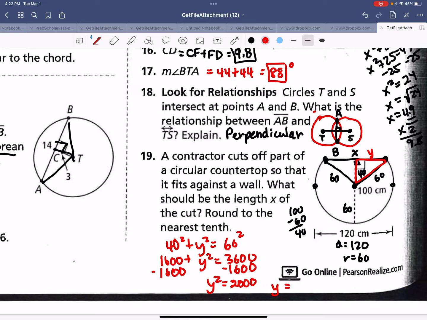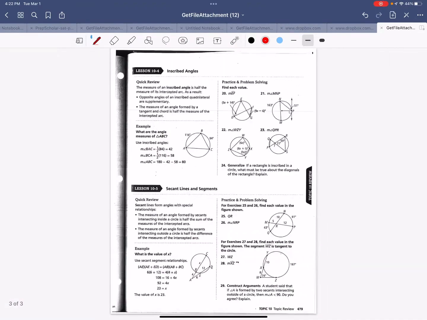So I want the square root of that. The square root of 2,000 is 44.7. And that number makes sense. I knew it was a number smaller than 60, but bigger than that, right? 44.7, but I want to double it, and this other side too. So we'll double it and we get 89.4. And I think that number makes sense here, 89.4. Cool. All right, 10-4.